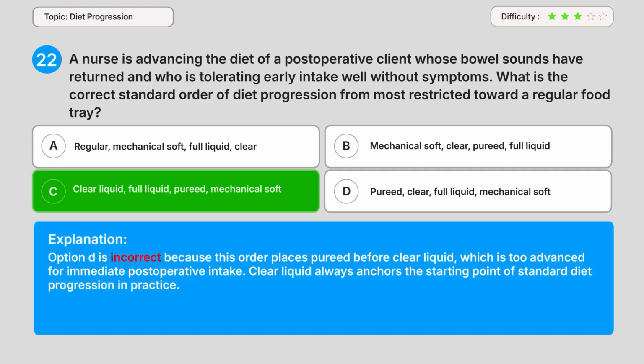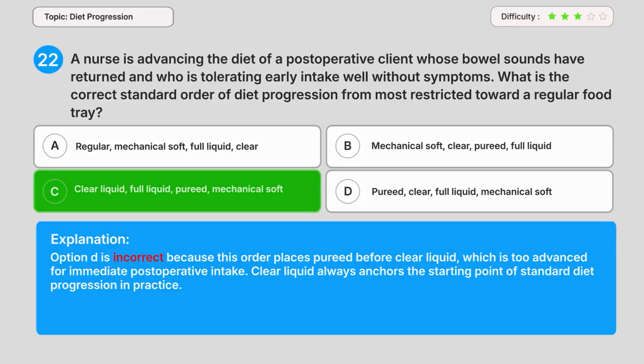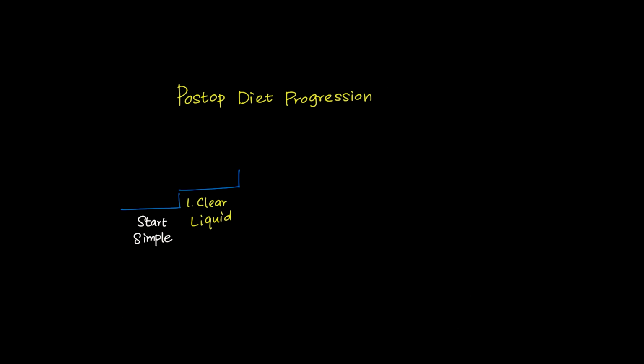Option D is incorrect because this order places pureed before clear liquid, which is too advanced for immediate post-operative intake. Clear liquid always anchors the starting point of standard diet progression in practice. Let's map out postoperative diet progression step by step. After surgery, the gut needs time to wake up before it can handle solid food again. Bowel sounds return first, then small sips of fluid, then gradually thicker and more complex textures.